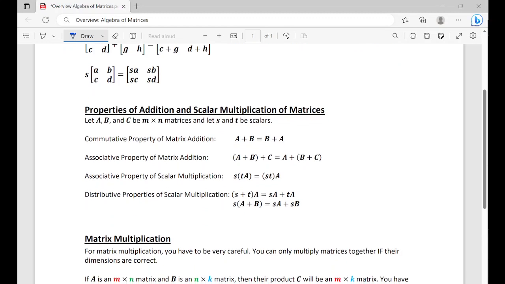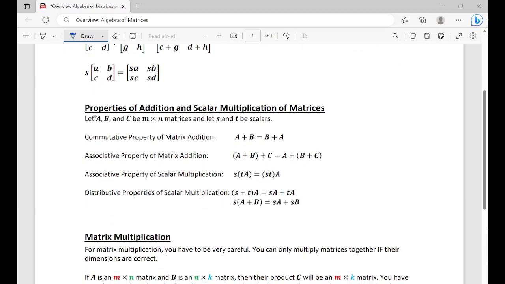And there are some properties for addition and scalar multiplication. We're going to say that A, B, and C are n by n matrices, meaning that A, B, and C are all the exact same kind of matrix, and that S and T are some scalar multiple, some number you're going to multiply the matrix by. Matrix addition is commutative, so A plus B is the same as B plus A. Matrix addition is also associative, so A plus B then plus C is the same as B plus C and then add A. Scalar multiplication is associative, so S times TA is the same as S times T times A.